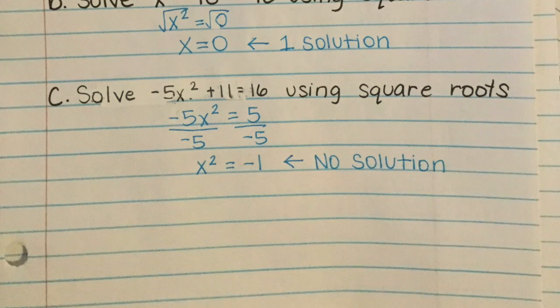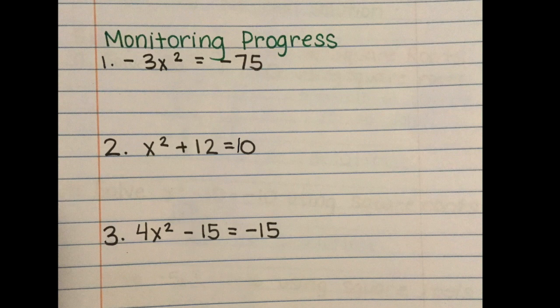Again, the reason that there is no solution to this is that there is no real number that I can multiply by itself and have it equal negative 1. A positive times a positive will give me a positive, and a negative times a negative will give me a positive, so it is impossible for me to square a number and get negative 1. For that reason, there is no real solution. All right, here are your first 3 monitoring progress problems. You can go ahead and click pause and give these 3 problems a try on your own.